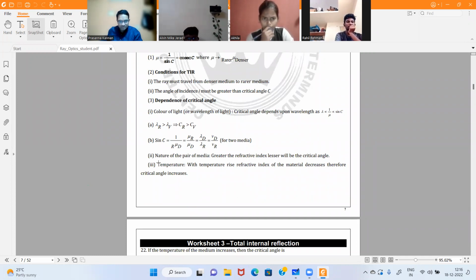Also, you can understand temperature. With temperature rise, refractive index of the material decreases, therefore critical angle increases. If you increase the temperature, material will become less dense. That means refractive index will decrease. Because refractive index and critical angle are inversely proportional, if you increase the temperature, refractive index will decrease and critical angle will increase.